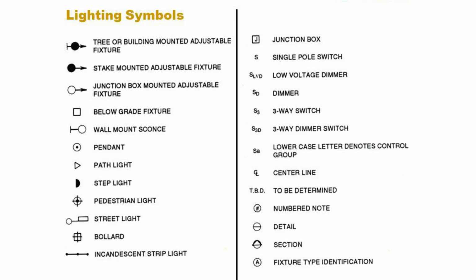For the lighting symbols: tree or building mounted adjustable fixture, stake mounted adjustable fixture, junction box mounted adjustable fixture, below grade fixture, wall mount sconce, pendant, path light, step light, pedestrian light, street light, bollard, incandescent strip light, junction box, single pole switch, low voltage dimmer, three-way switch, three-way dimmer switch.